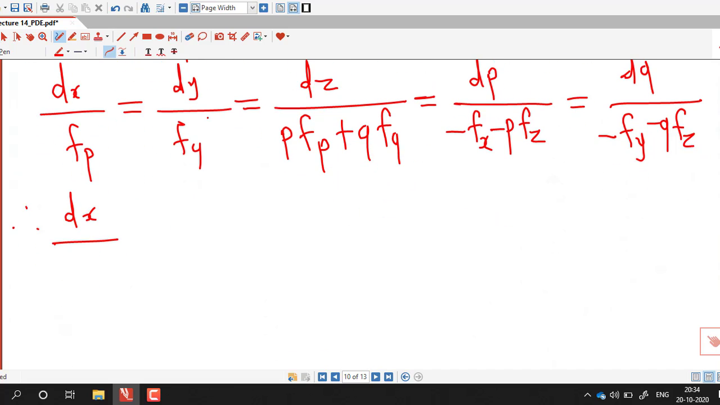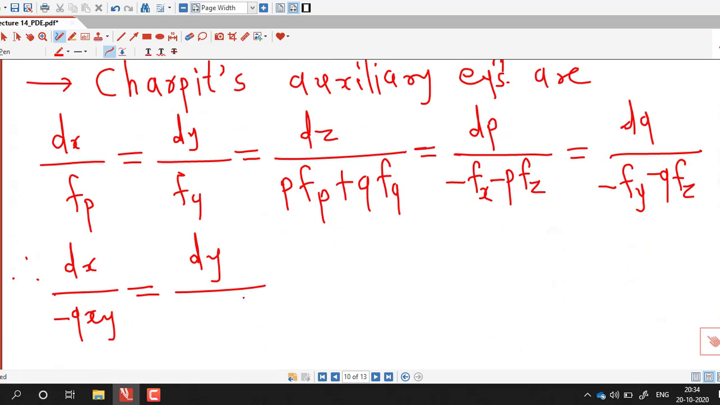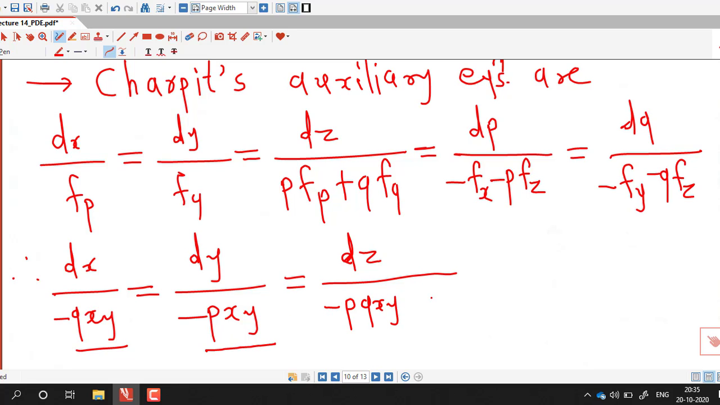Del f by del p is minus qxy, so here we write minus qxy. Del f by del q is minus pxy, so here we write minus pxy. Here this is multiplied with p, so we have minus pqxy, and this is multiplied with q, so again we have minus pqxy.